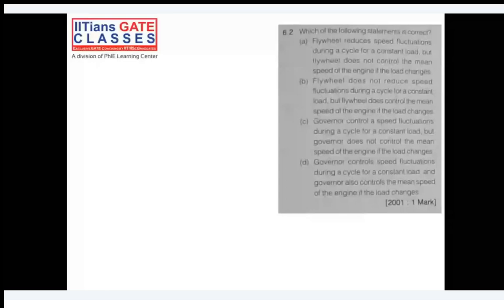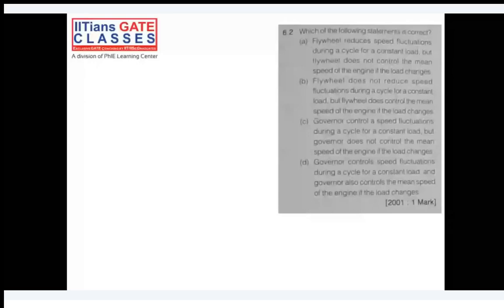Second statement: flywheel does not reduce the speed fluctuation during a cycle for a constant load, but flywheel does change the mean speed of the engine if load changes. And third is: governor controls the speed fluctuation during a cycle for a constant load, but governor does not control the mean speed of the engine if load changes.